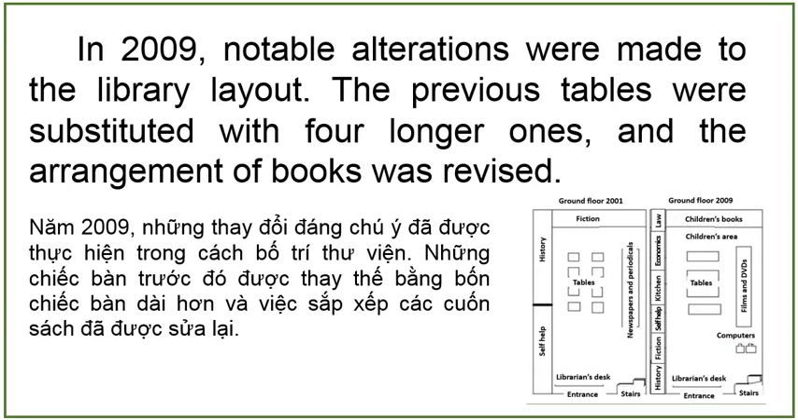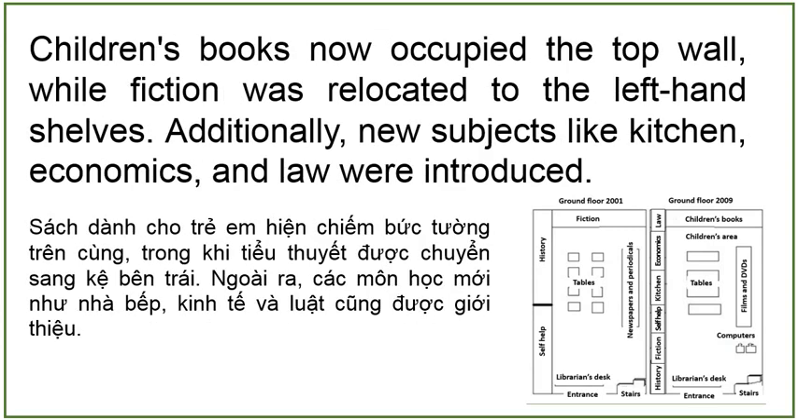The previous tables were substituted for 4 longer ones, and the arrangement of books was revised. Children's books now occupied the top wall, while fiction was relocated to the left-hand shelves. Additionally, new subjects like kitchen, economics, and law were introduced.